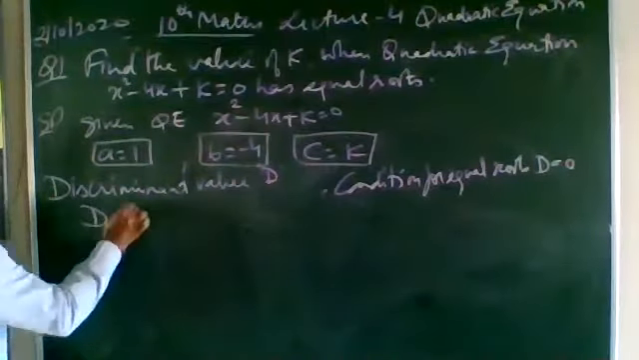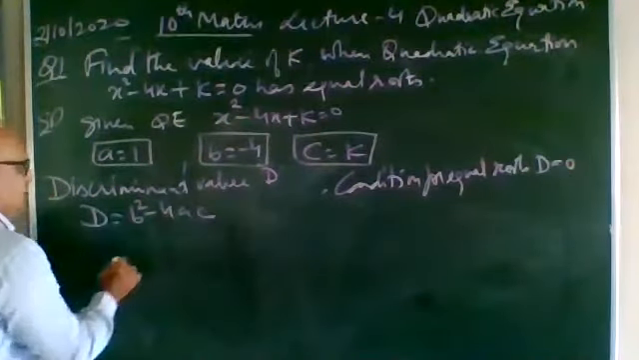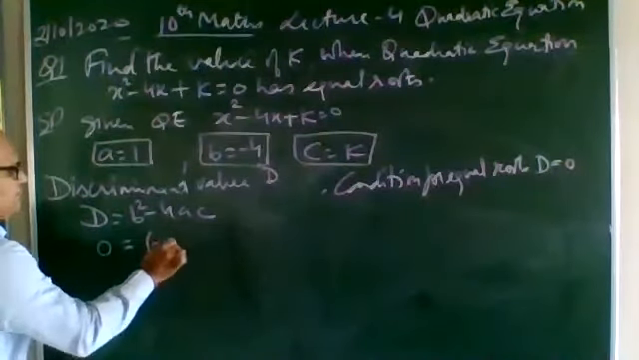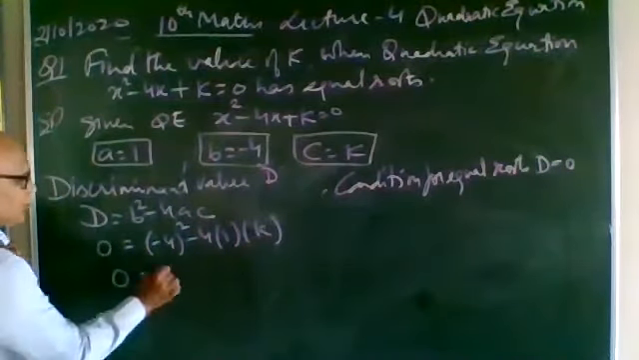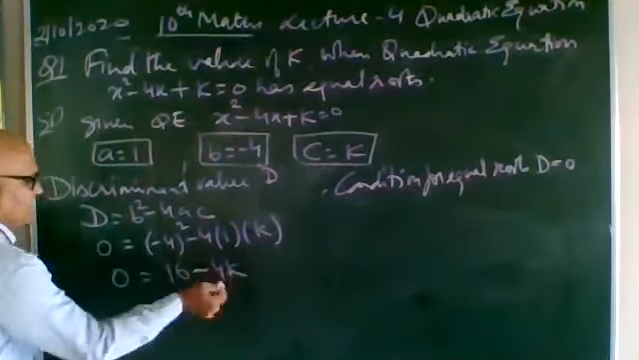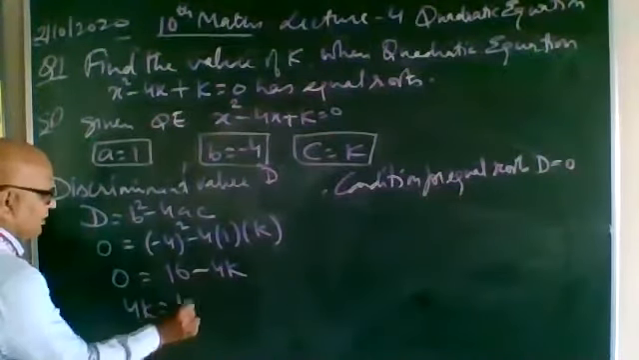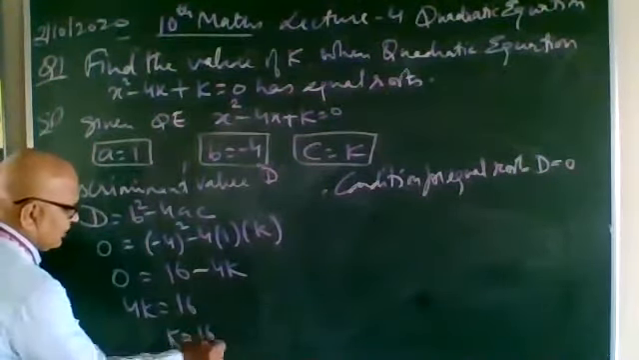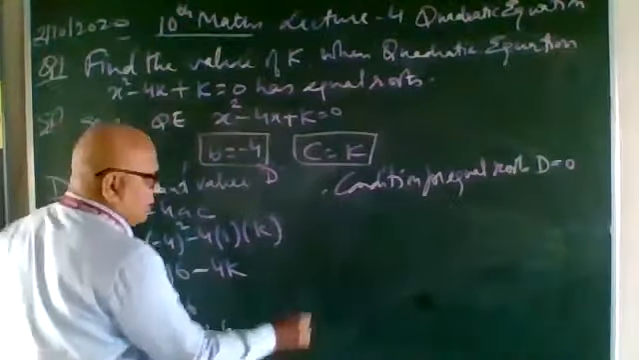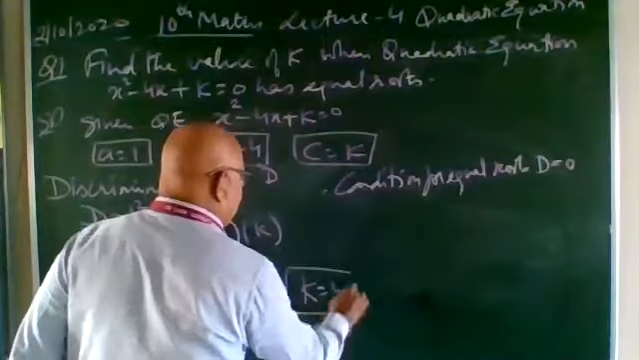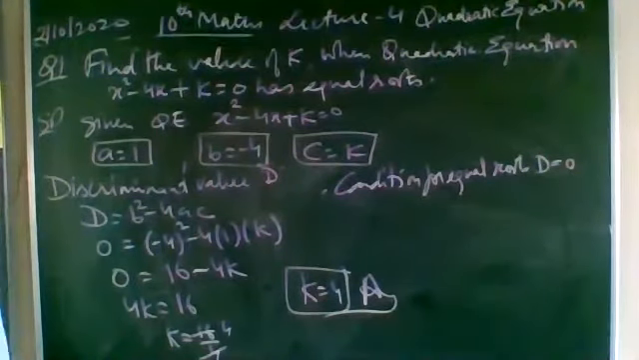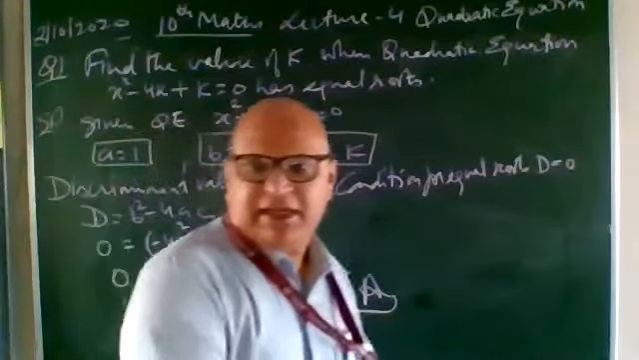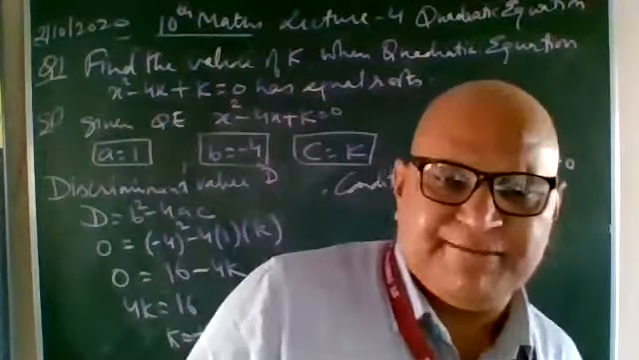Now d equal to b square minus 4ac. So 0 equal to (minus 4) whole square minus 4 into 1 into k. So 0 equal to 16 minus 4k, and this will come this side. 4k equal to 16, k equal to 16 by 4. So k equal to 4. Answer. So this is the way you can find the value of k. So determine the value of k, and all this type of questions you will find.